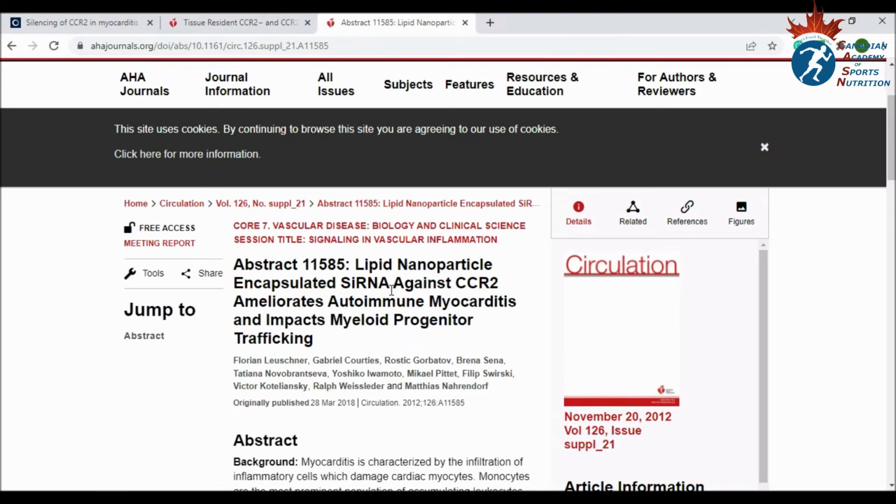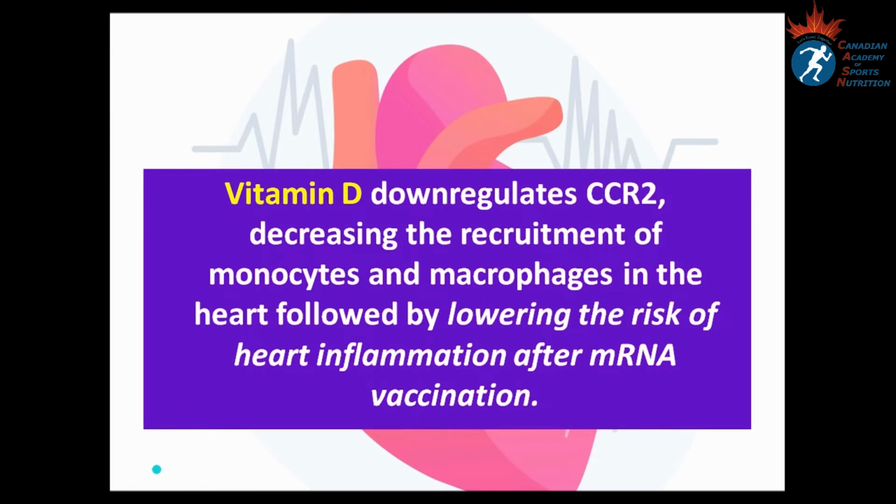But other than siRNA against CCR2, what else can silence CCR2? I am sure you will be surprised to hear this. It is vitamin D. You heard it right.